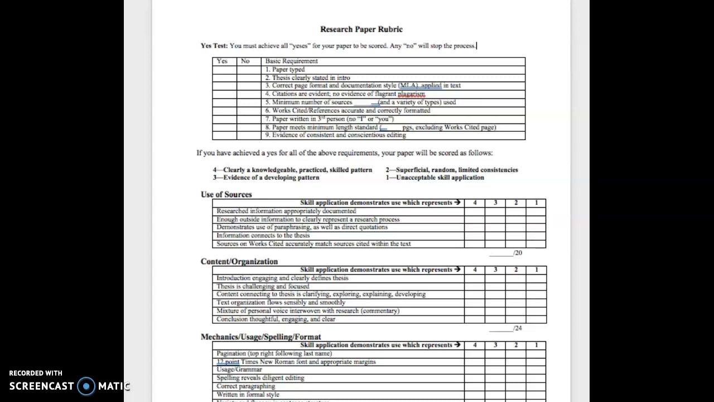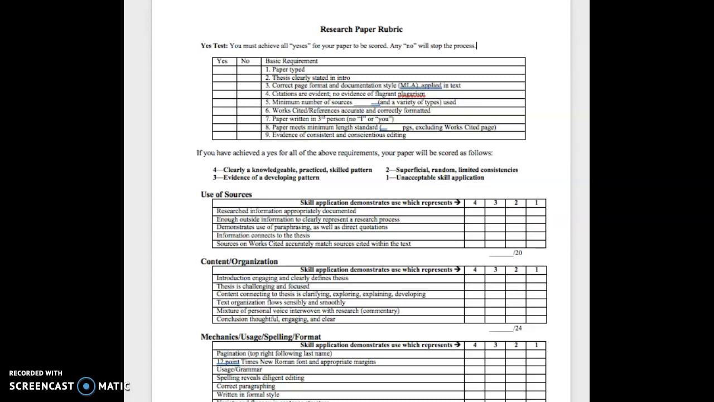Citations are evident, no evidence of flagrant plagiarism. That includes in-text citation. If you're not sure about what that is, hopefully the links and things will help you understand that a little better. Minimum number of sources for you is 5. And when I say a variety of types, what I mean is don't use the same website over and over again with a different page from that website. That's not a variety of types.